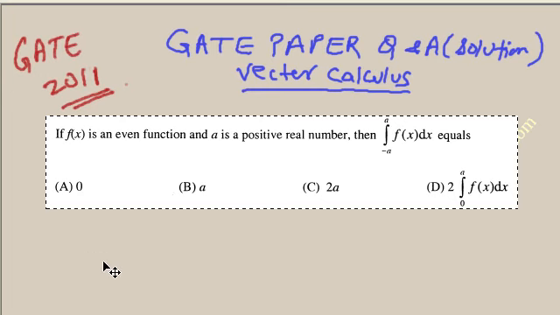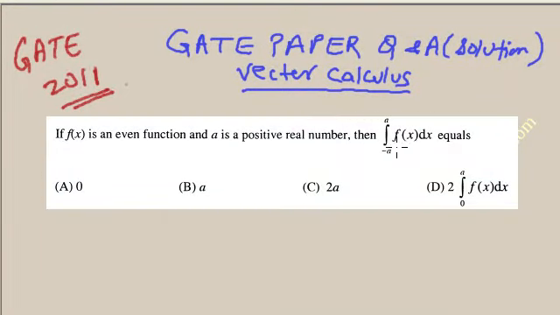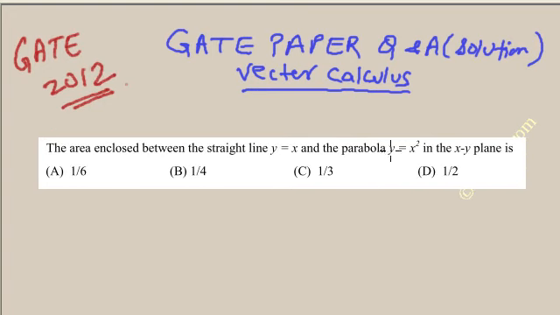This is another question. If f(x) is an even function and a is a positive real number, then how much is this? So here you see f(x) is positive and dx is positive throughout the range, so this value is always positive, so you are required to take double of this function. So this is the correct answer. This is the same question asked in 2012 that I have already solved in previous papers. The answer is 1 by 6.